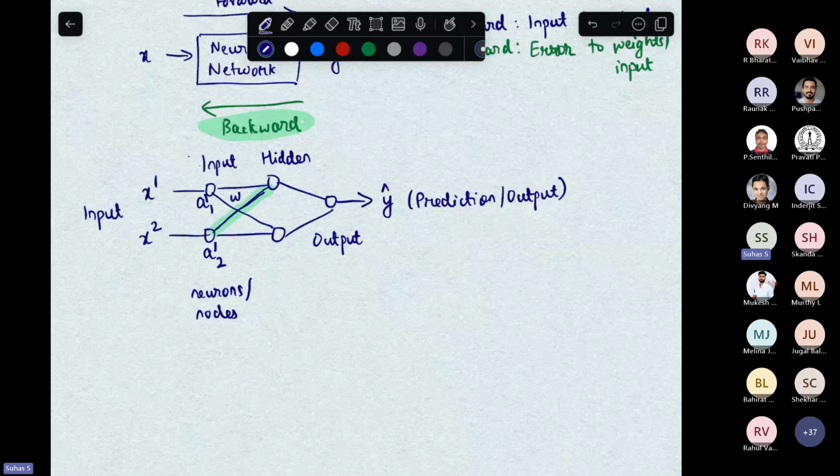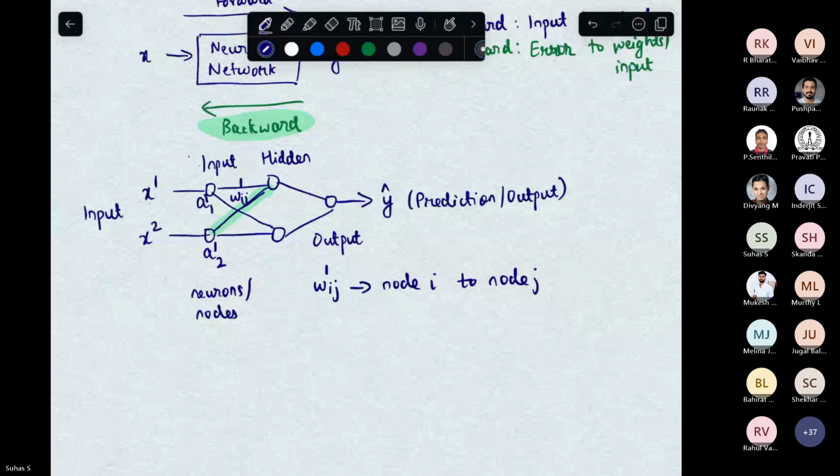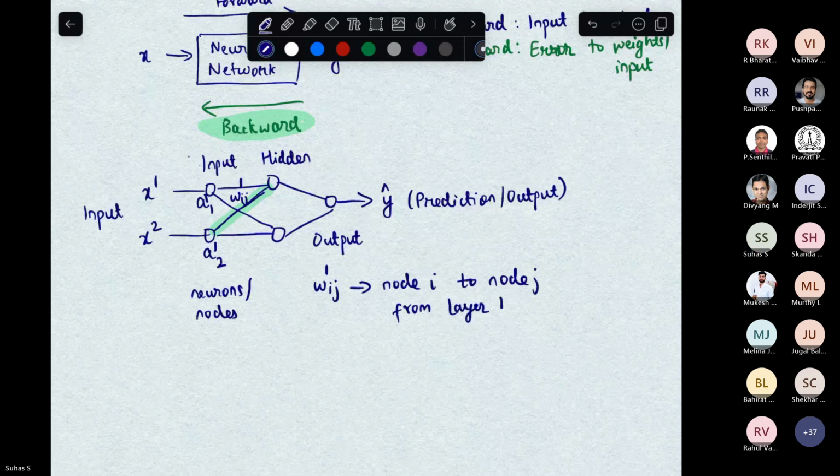And these weights are denoted by Wij. Wij connects node I to node J. And of course, every weight is also associated with the layer number. So let's say this is layer 1. So Wij of 1 is node I to node J from layer 1. So this is the notation that we're going to follow.